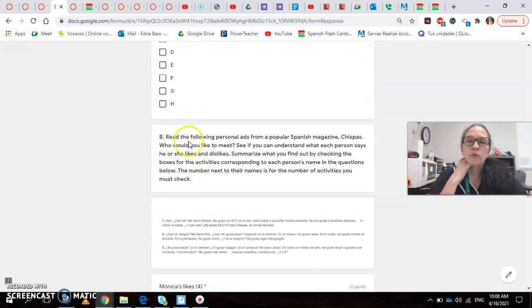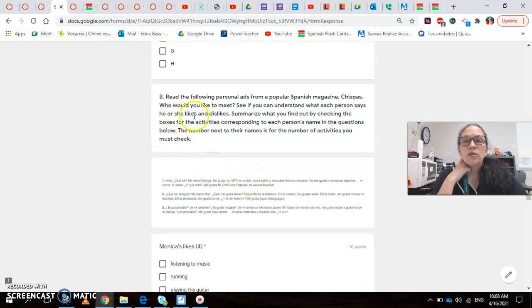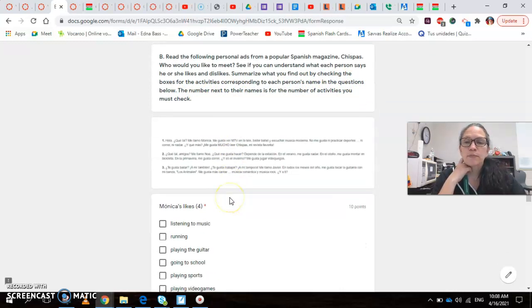For this one, read the following personal ad from a popular Spanish magazine, Chispas. That's the name of the magazine. Who would you like to meet? See if you can understand what each person says he or she likes and dislikes. Summarize what you find out by checking the boxes for the activities corresponding to each person's name in the questions below. The number next to their names is for the number of activities you must check.